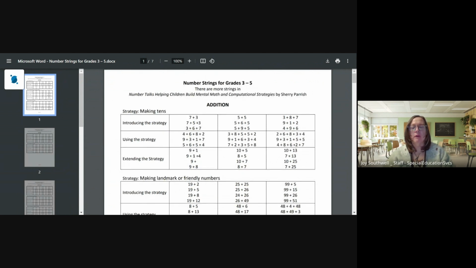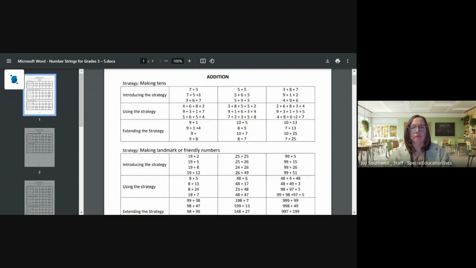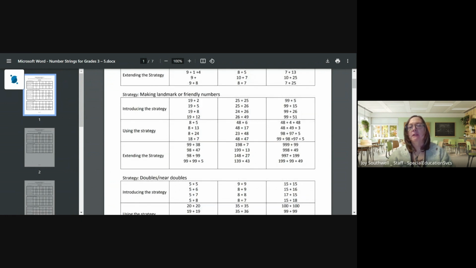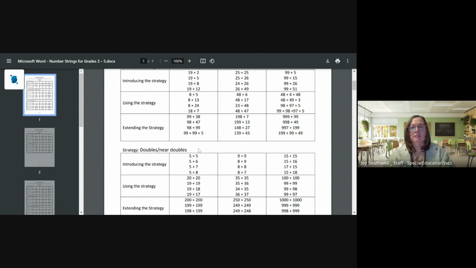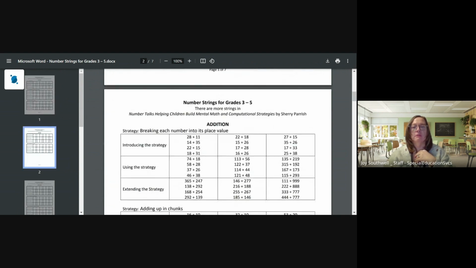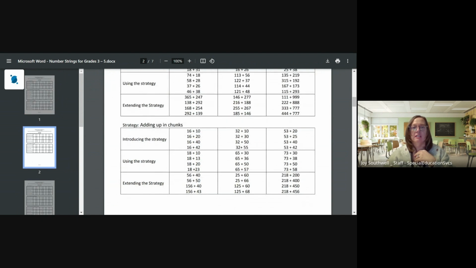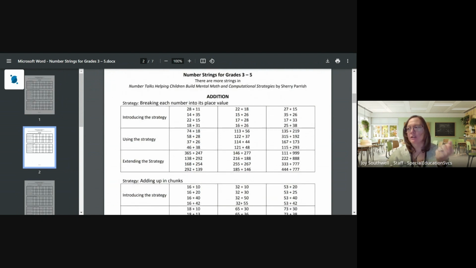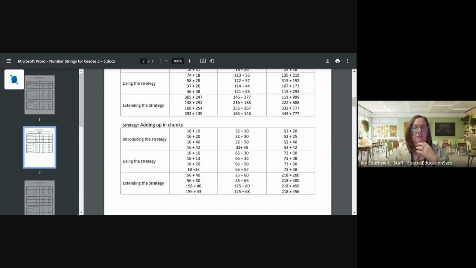But these were some ways to teach. This shows you how to teach the strategy of making 10, use the strategy, and then they extend it a little bit more. Then we talked about making what we call landmark or benchmark friendly numbers. They introduce using it here with 20, then with 8, 5, and then they extend it up to 100 and 200. So you can pick these up wherever your students are: the doubles and near doubles and all those things we teach our kids. Then there's the teaching to break it up into place value and using those as well.